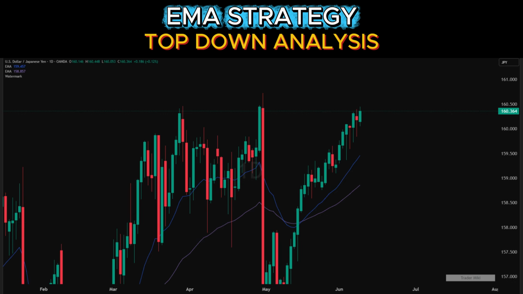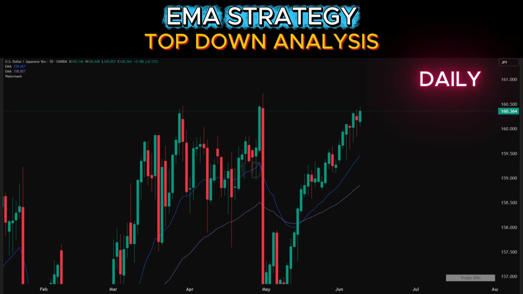Let's start with an uptrend. This is USD JPY on the daily time frame, and it is very bullish. The candle structure is bullish. We've got higher highs, higher lows, and the 20 EMA is above the 50 EMA and pointing upwards. Notice the EMAs are far apart, meaning the trend is strong.